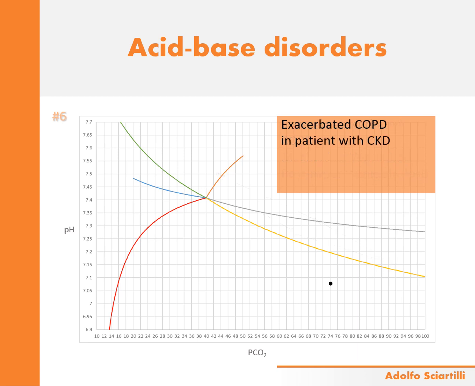A variation of the former scenario concerns a patient with acute respiratory acidosis and metabolic acidosis due to the underlying chronic kidney failure. In this setting, the pH gets lower than expected in case of hypercapnic respiratory failure, because the kidneys are failing to compensate properly.